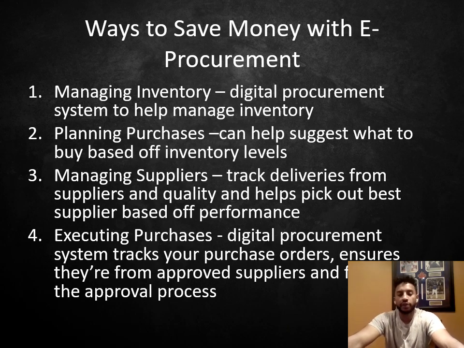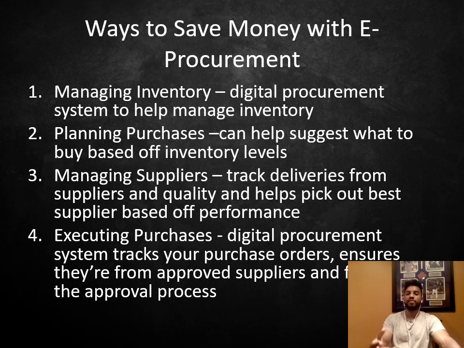Pretty straightforward, right? You manage inventory. Digital procurement systems help to manage inventory. So you save costs by not having a person always counting things all the time, trying to make notes, and you save that labor cost there because it's all there digitally. Okay? So planning purchases, it can help suggest what to buy based off inventory levels, right? Inventory is low on screens, on chargers, on microphones, all that stuff. It can suggest to you, hey, you're running low on this, you should probably pick that up.